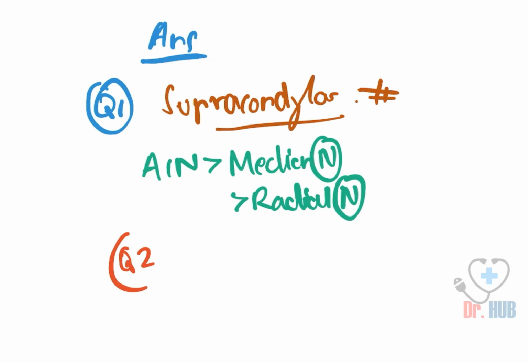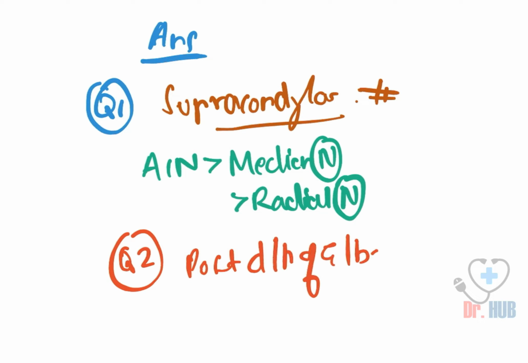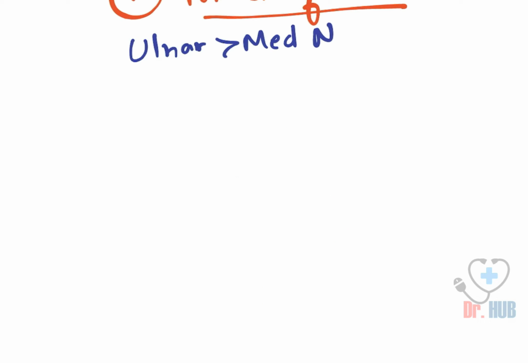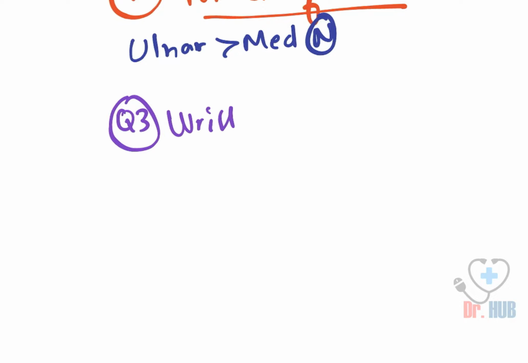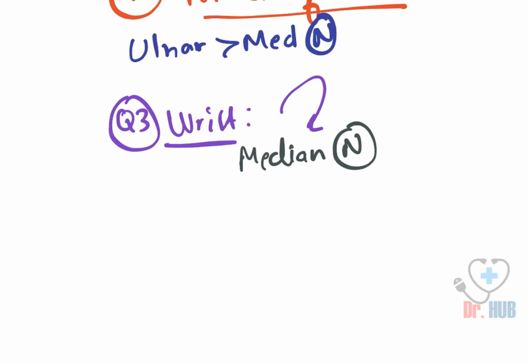Next, the second question we asked was, what is involved in the posterior dislocation of the elbow? In case of the posterior dislocation of the elbow, there is the ulnar nerve, which is greater than the median nerve. Third, we asked in case of wrist injury, what is the nerve damaged? It is nothing but the median nerve which is damaged.